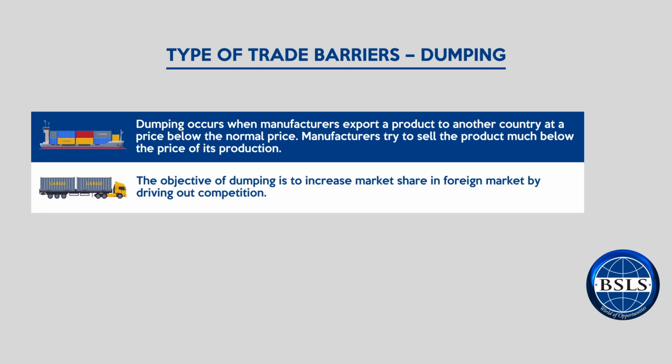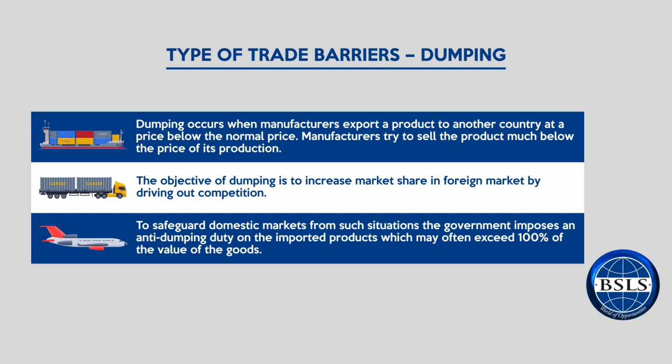Example, let us assume the price of a product is $3 in country A. But when country B tries to sell the same product for $1 in country A, then such a practice is called as dumping. Manufacturers engage in the act of dumping to increase their product market share in the foreign territories and also to drive out local competition. To counter such practices, governments impose the anti-dumping duty on the imported products.